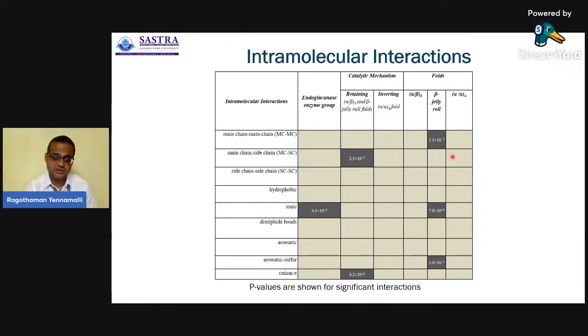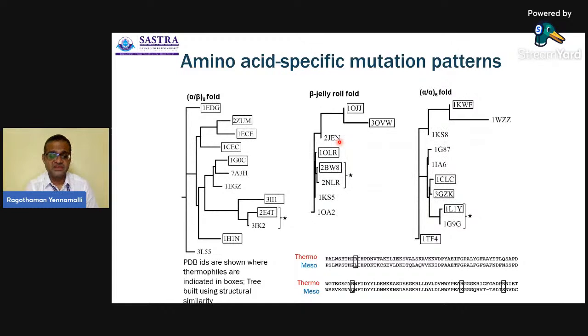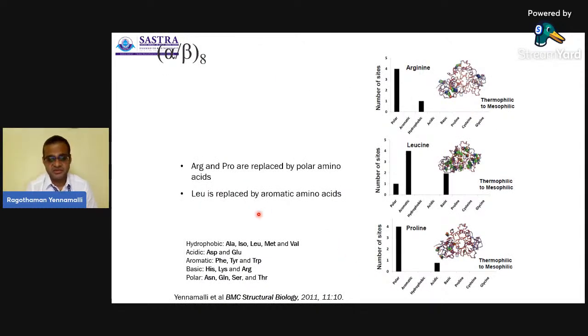So these darker gray cells indicate the amino acids or the interactions that have a significance in that particular category. And similarly, this is what I was talking about, the positional preference, that is, which part of the secondary structure and which part of the surface they want to be in: buried, intermediate, or exposed. So there are some patterns that we found based on just the sequence and the static structures. When we did further analysis of the mesophile and thermophile comparison, we found that for certain residues that are replaced in the mesophile as compared to the thermophile, there is a particular preference as to where they are located, and also what class of amino acids they are replaced by.